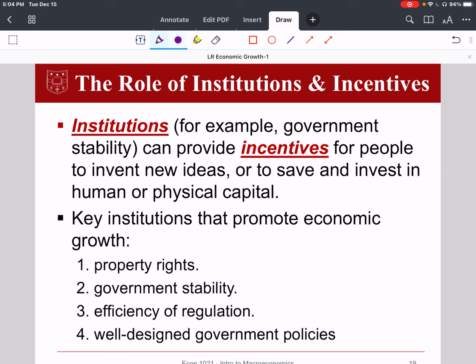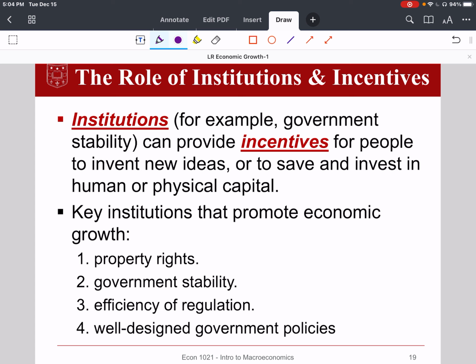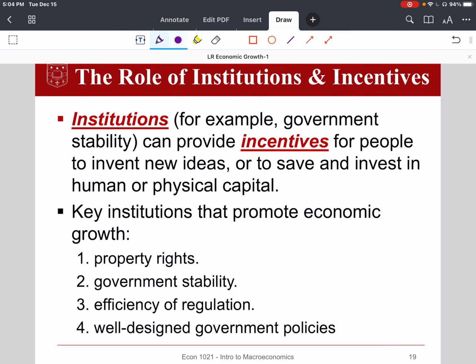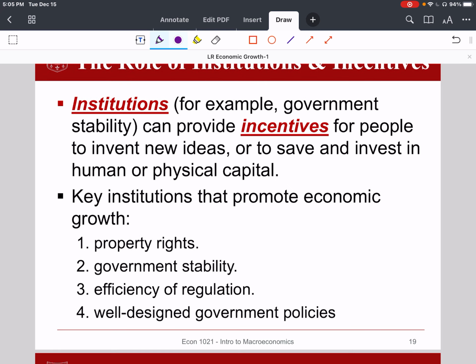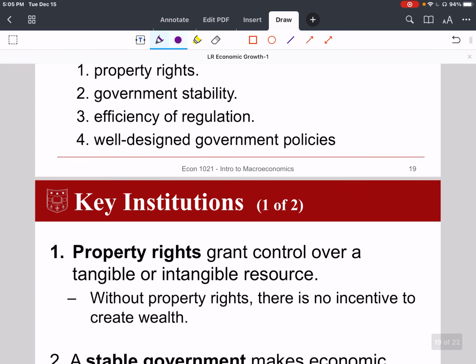And there are a number of key institutions that promote economic growth. And we have talked about these before. We talked about these in the overview to macroeconomic notes back in week 4. And in fact, I think I probably lifted these slides from that. So there are three or four, depending on how you want to think about it, key institutions that promote economic growth: property rights, stable government, efficient regulation, and then well-designed government policies.